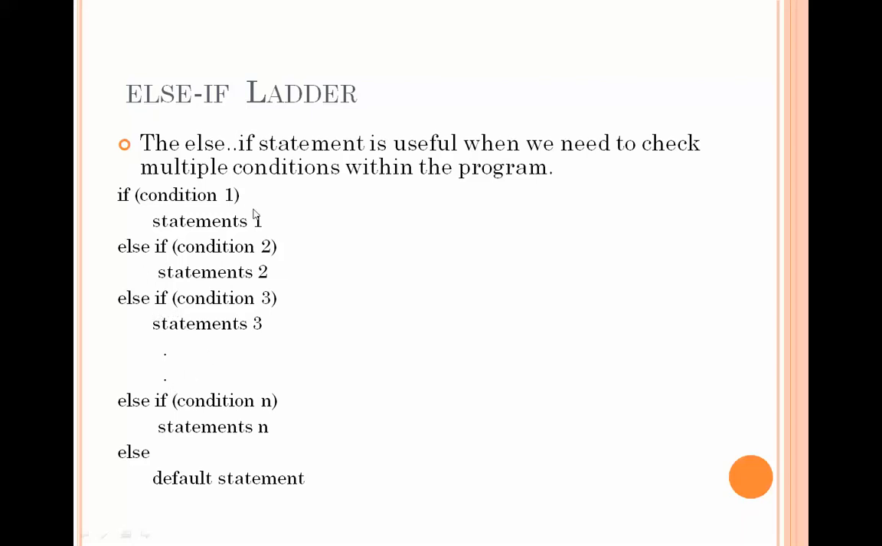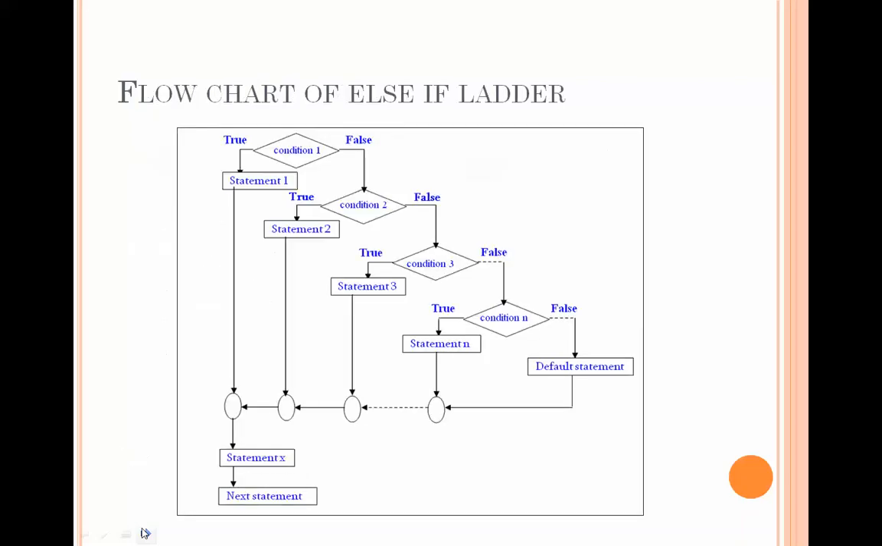We can have n number of else if conditions within a program. And if all these conditions return false, then it will by default move to the else part, wherein we will have the default statement. Even in a program you can skip this else part, and the statements which are after the else if ladder will be executed normally. We can understand it more properly with a flow chart.